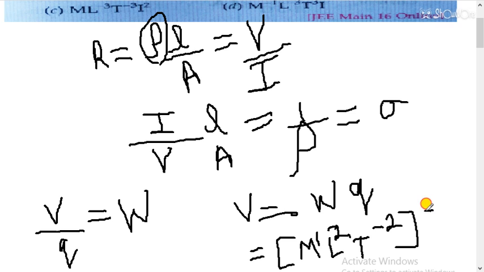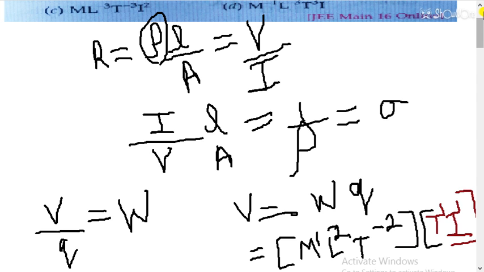Then I have to write the value of Q. So I will write Q in terms of I and T. Q by T is equal to I, that means we can write Q as I into T. So I will write here T into I, where T is time and I is current. So T1 and I1 will be there. So the dimensions of V will be M1, L2, T minus 1 and I1.